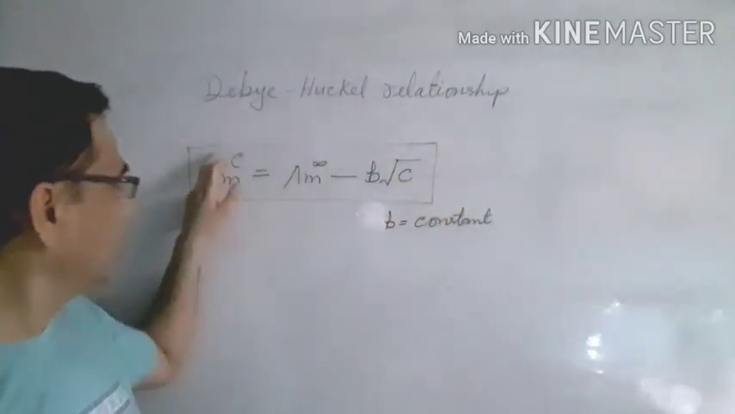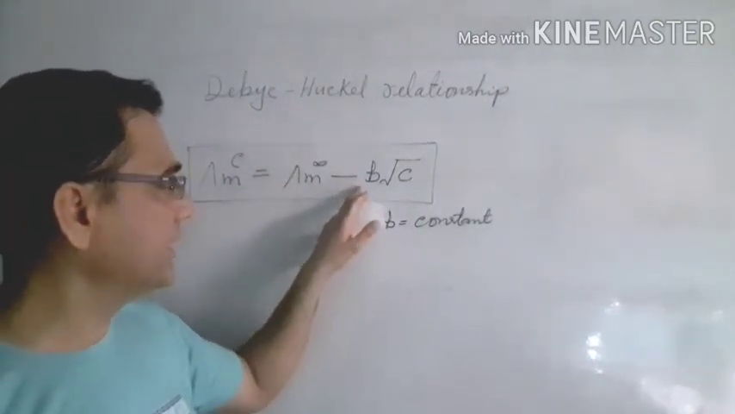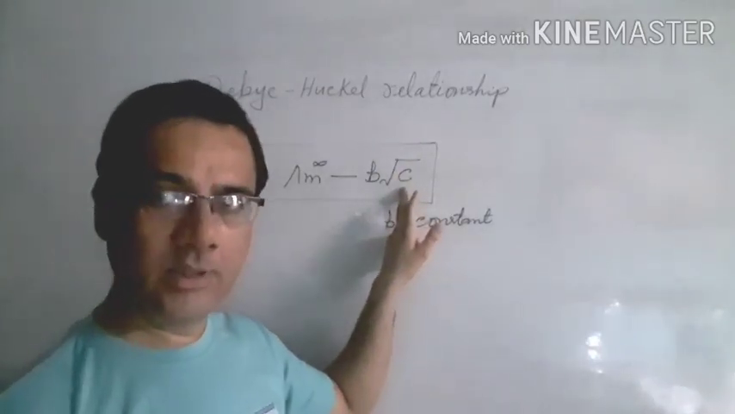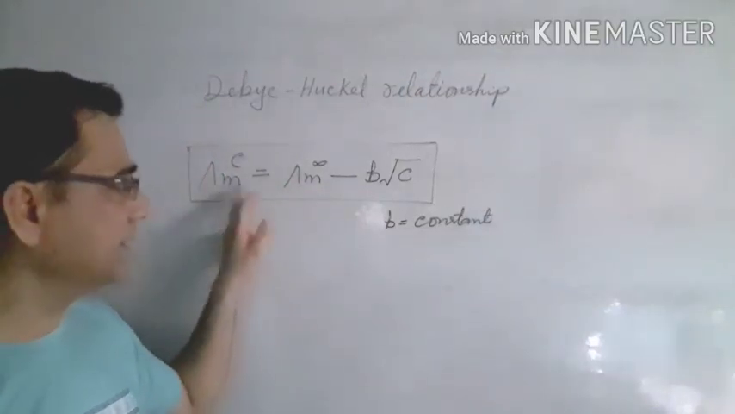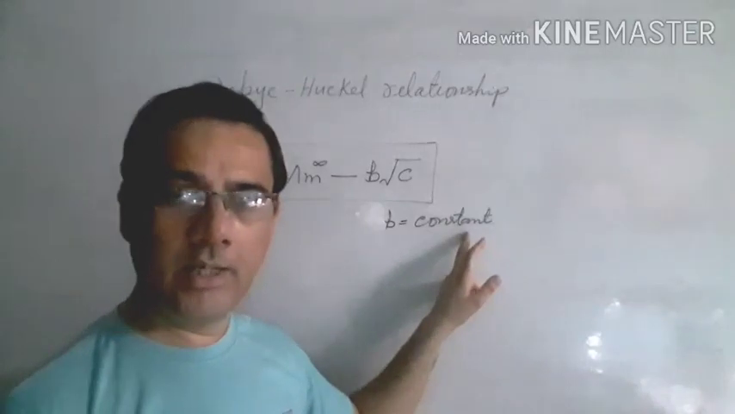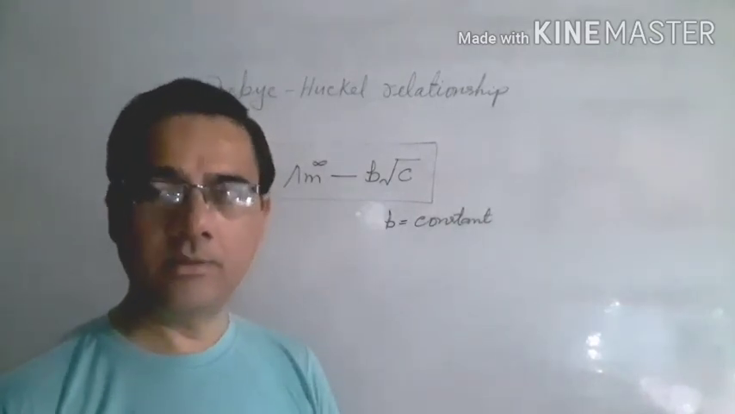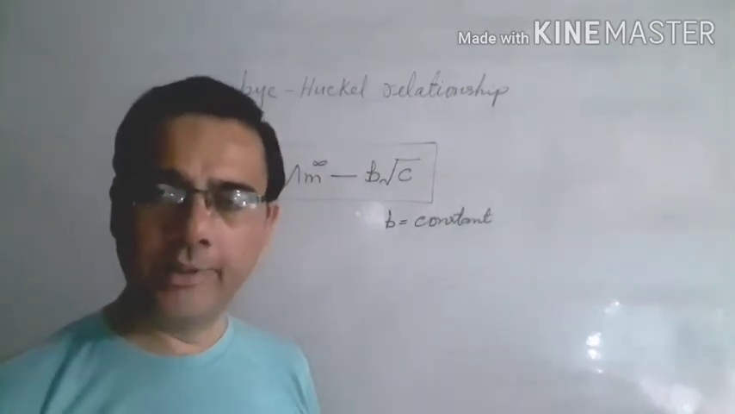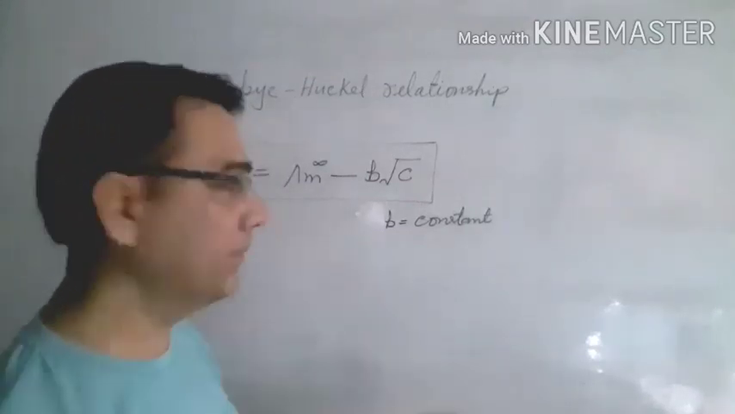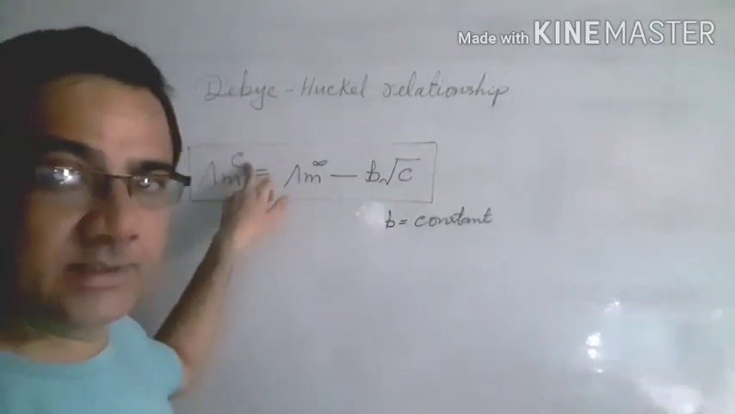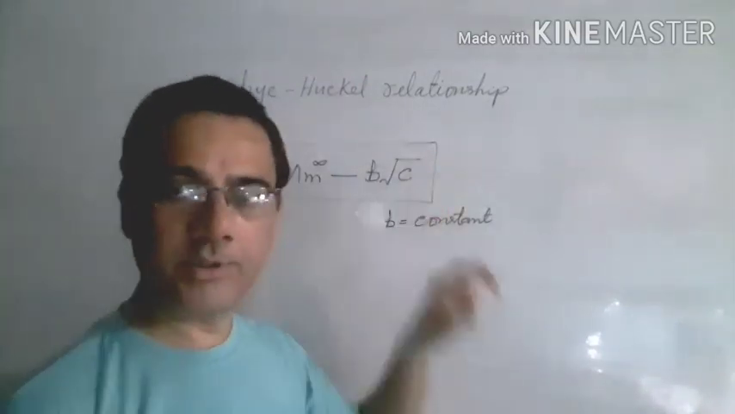The relationship is: molar conductivity at any concentration is equal to molar conductivity at infinite dilution minus B square root of concentration. Square root of concentration, that you know very well. This is limiting molar conductivity, this is molar conductivity at any concentration, and B is called a constant. The value of B depends upon the type of solution. No numerical is related to this in your syllabus. Only a one mark question: what is the Debye-Huckel relationship? So remember, lambda m at any concentration is equal to lambda m at infinite dilution minus B square root of concentration.